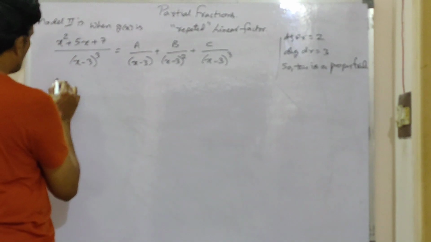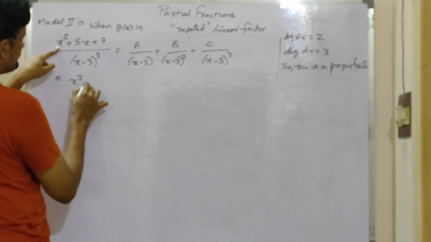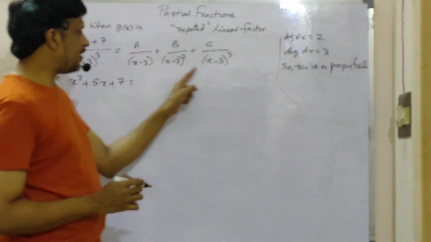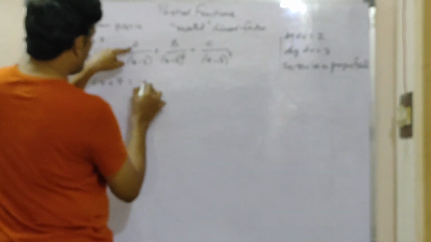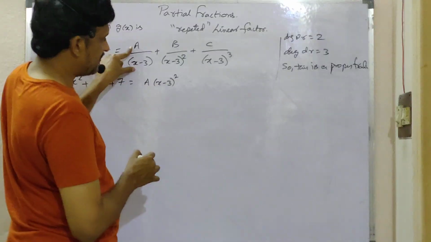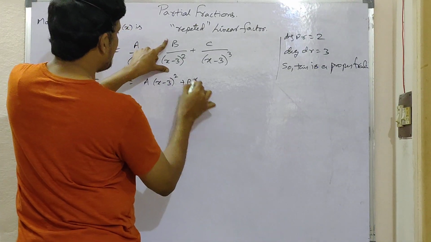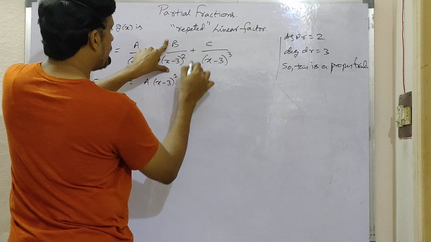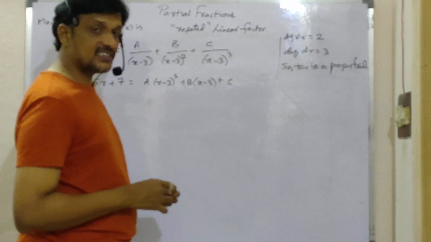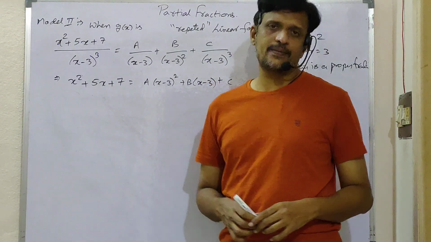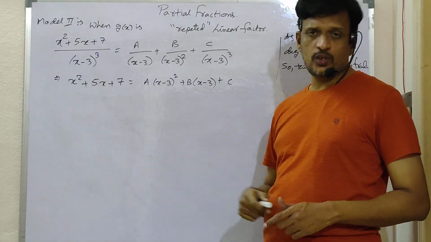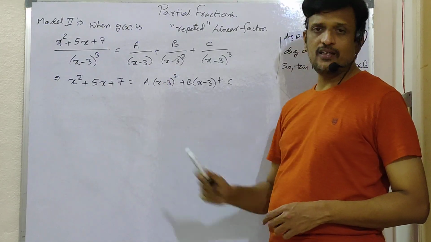Now take the LCM and equate the numerators. Then x square plus 5x plus 7, the numerator, is equal to a into x minus 3 whole square, since x minus 3 whole cube is the LCM and the denominator is x minus 3, plus b into x minus 3, because the denominator is x minus 3 whole square, so multiply with one more x minus 3, plus c, because the denominator itself is the LCM here, so we need not multiply with any other term. So take the LCM, then the denominators x minus 3 whole cube get cancelled, and we are left with the numerators like this.